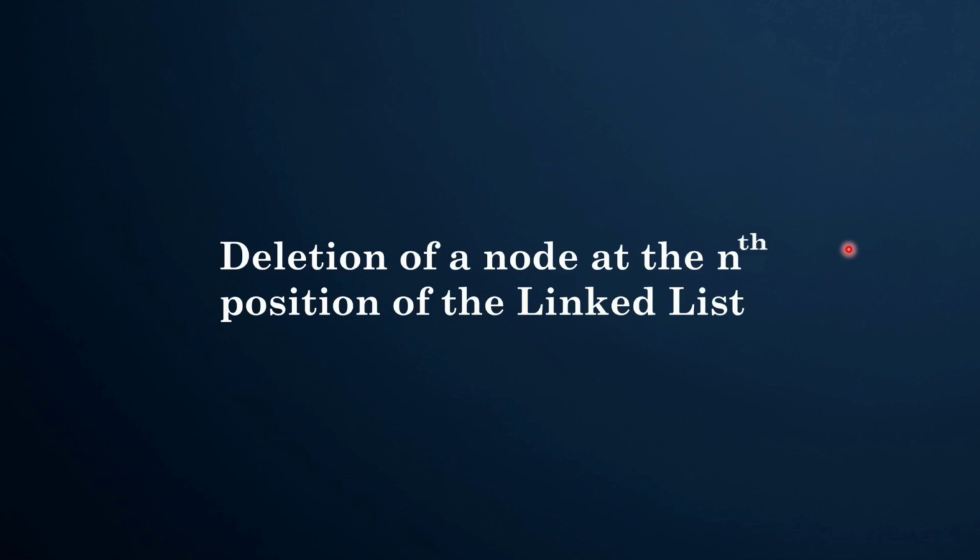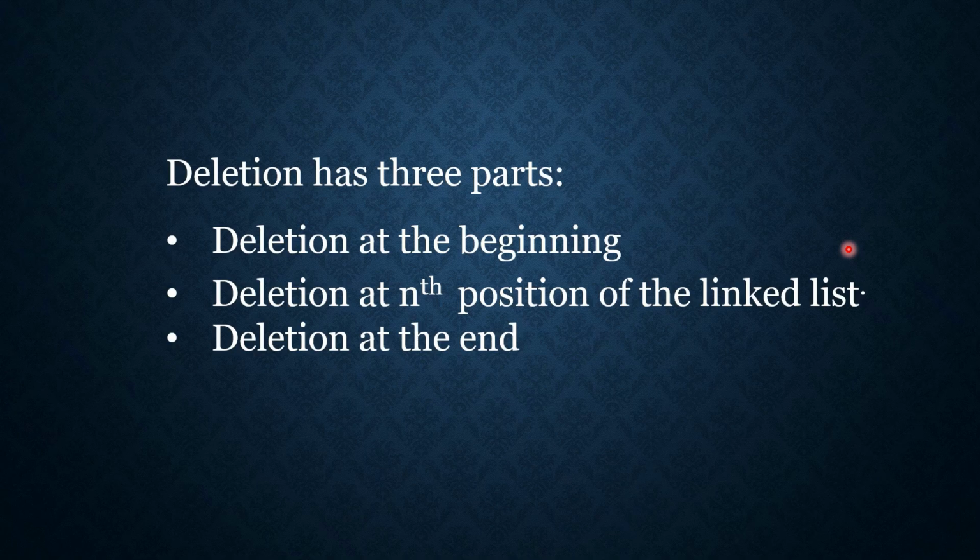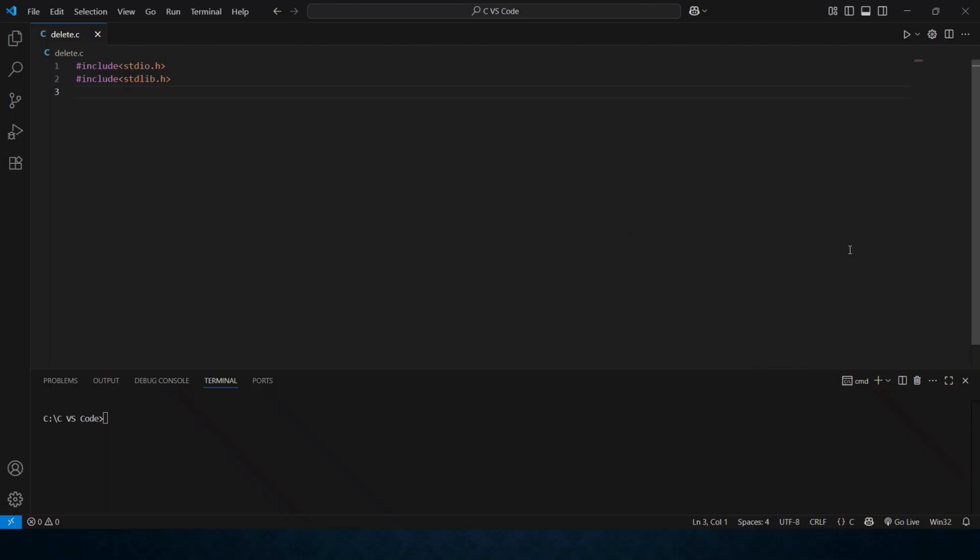Hello all. Today I'll be explaining the deletion of a node at the nth position of the linked list. Deletion has three parts: deletion at the beginning, deletion at the nth position of the linked list, and deletion at the end. I'll explain it with the code.